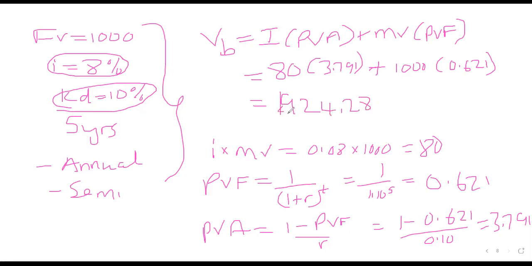So this is what we call the value of the bond. And what type of bond is this? It's a discount bond, for two reasons. First, it is smaller than the face value. Secondly, the coupon interest is less than the market rate. So this is a discount bond. Are we together?